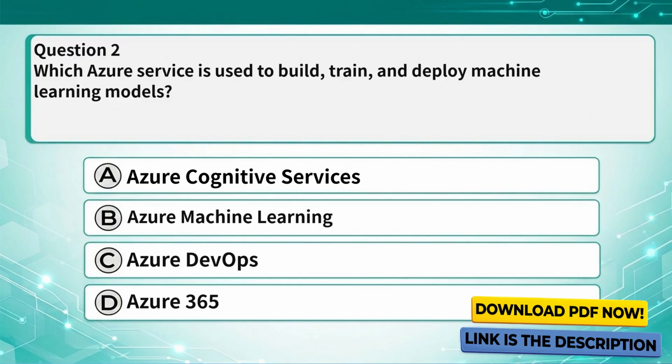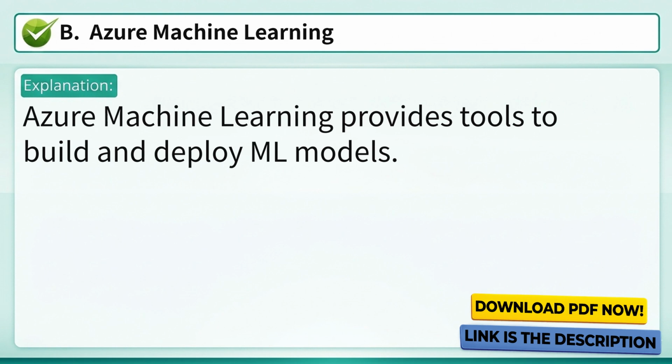Question 2. Which Azure service is used to build, train, and deploy machine learning models? A. Azure Cognitive Services. B. Azure Machine Learning. C. Azure DevOps. D. Azure 365. Correct answer, B. Azure Machine Learning. Explanation. Azure Machine Learning provides tools to build and deploy ML models.